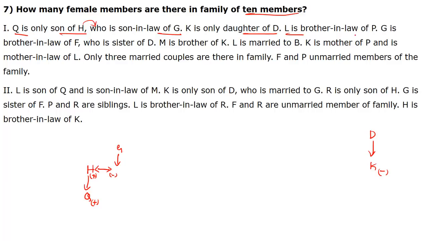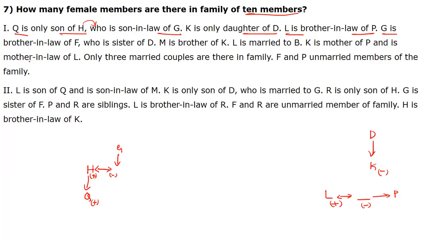The next one is L is the brother-in-law of P. So L would be the brother-in-law to P, which means L has to be a male person. L is married to P's sister. I hope you are able to follow. L is the brother-in-law of P, so L is married to P's sister. That is one more piece of information.